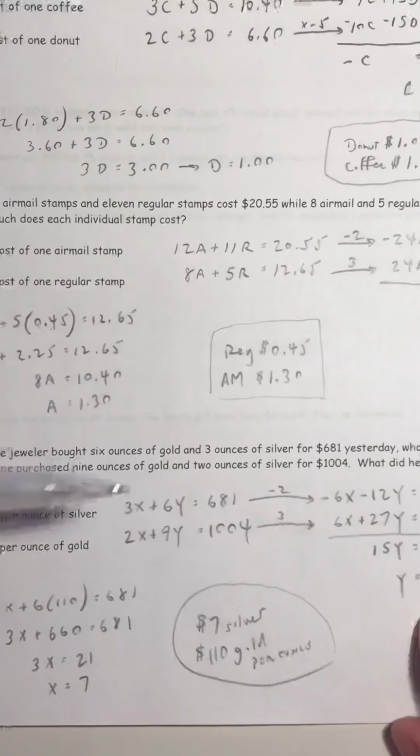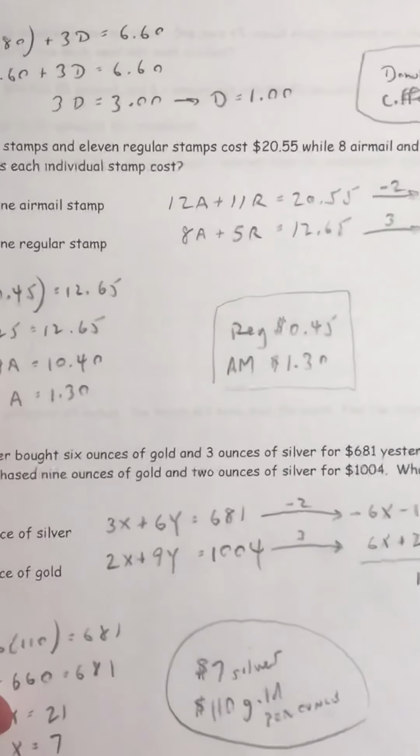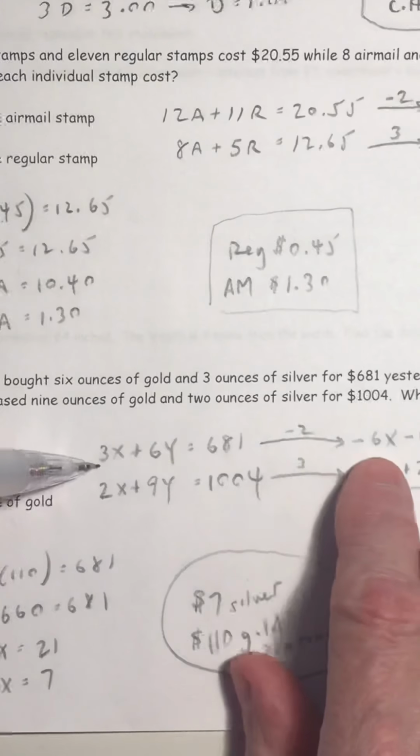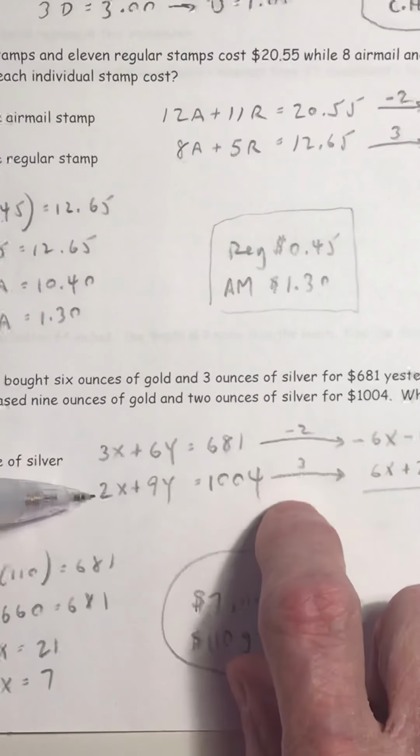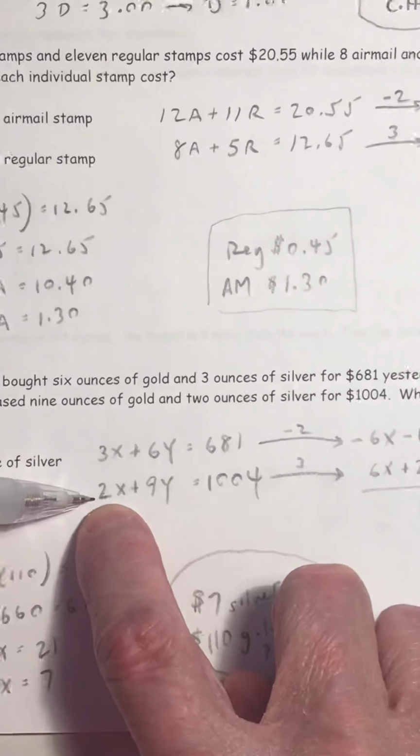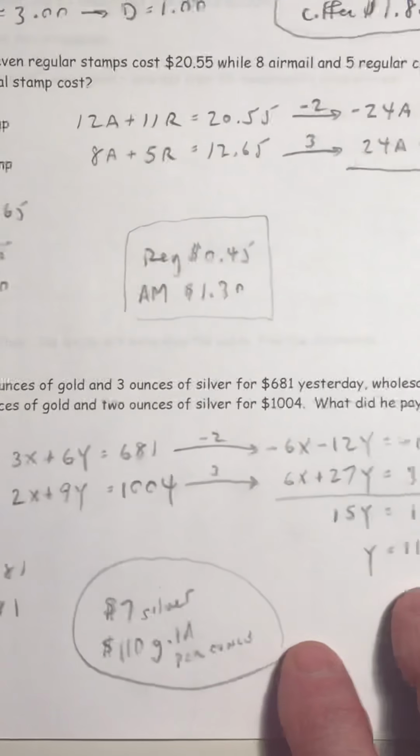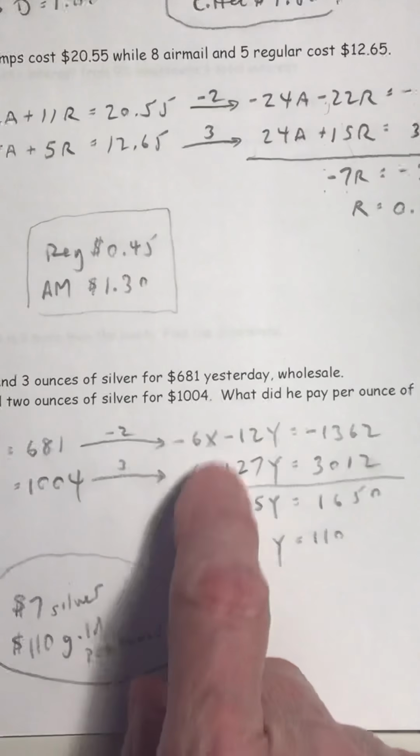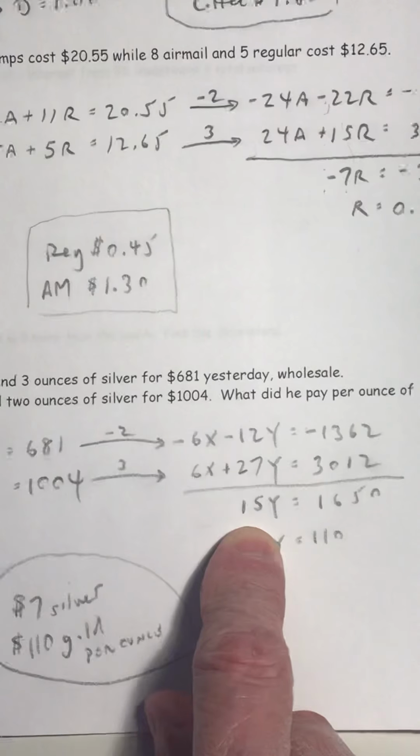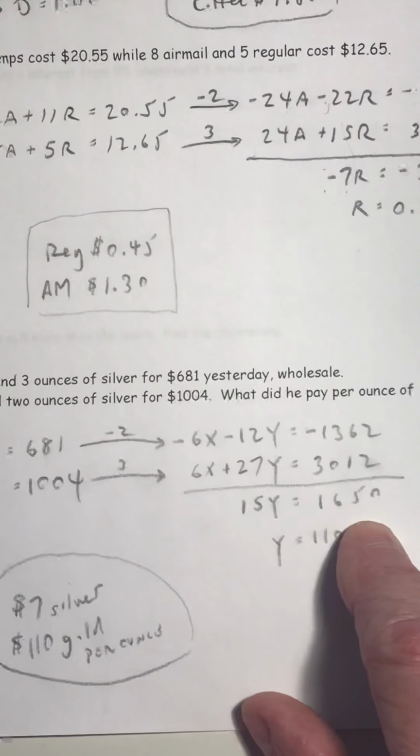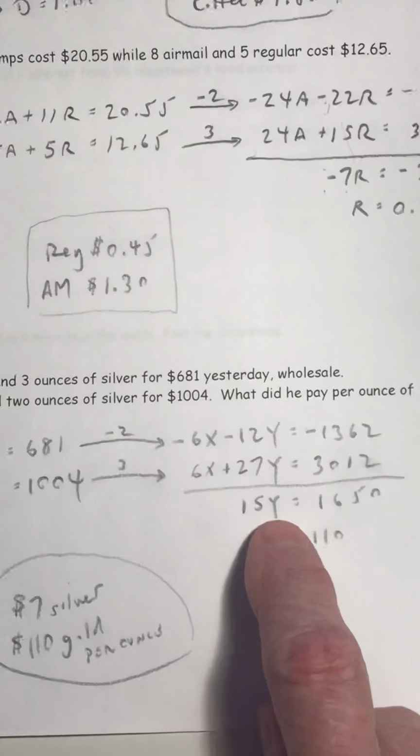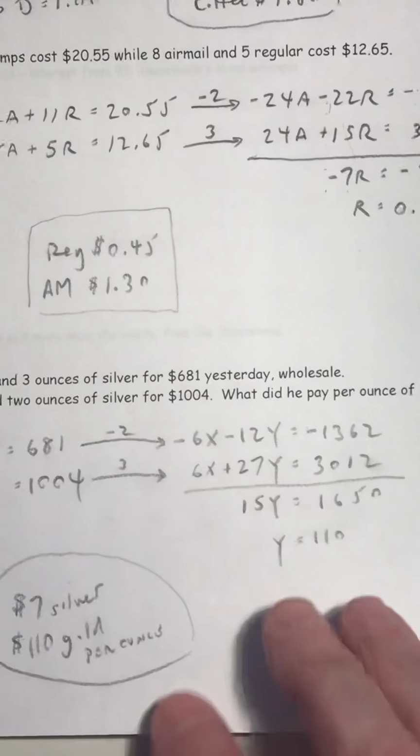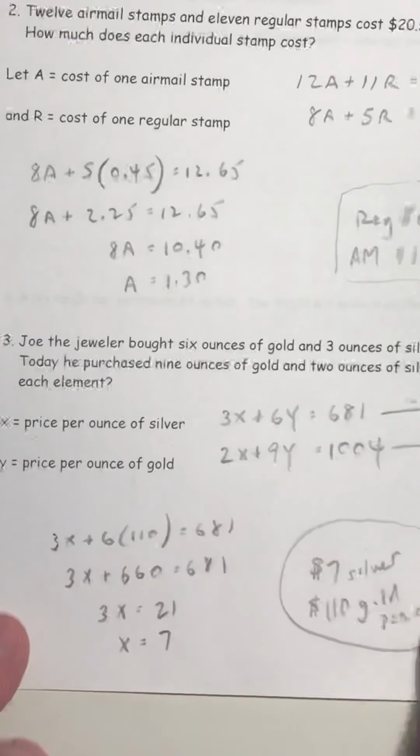I thought the easy way to proceed with this was work on the X column. I got myself a negative 6 there by multiplying by negative 2, and a positive 6 there by multiplying by positive 3. So there's the result of the multiplying. Add the columns, and you get positive 15y equals positive 1650. Y is 1650 divided by 15. I get 110.